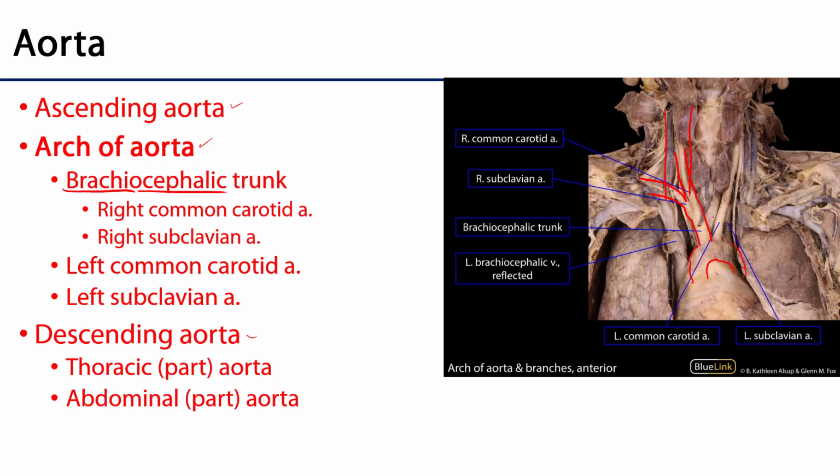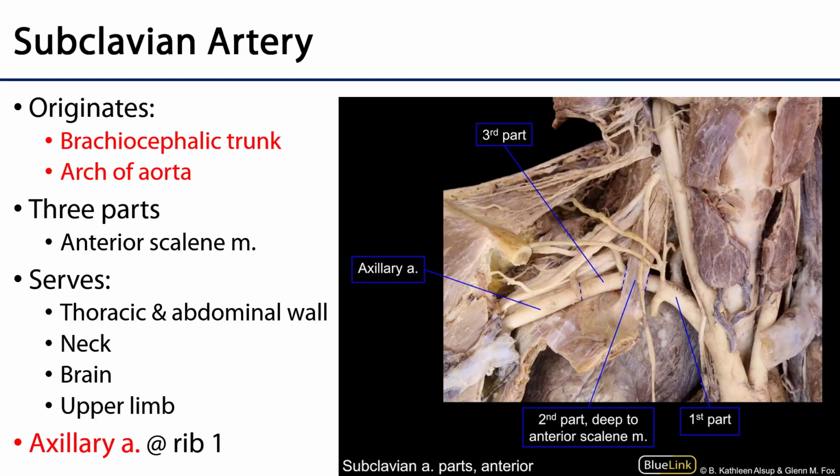The next branch off of the arch of the aorta is the left common carotid artery, which mirrors the right common carotid artery. And then the typically final branch is the left subclavian artery. So we'll have two subclavian arteries and two common carotid arteries coming off ultimately from the arch of the aorta. It's just that the vessels on the right side come from that brachiocephalic trunk. So the subclavian artery on the right originates at the brachiocephalic trunk. On the left comes from the arch of the aorta.